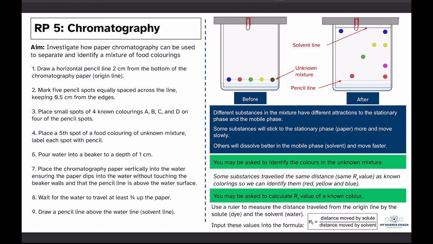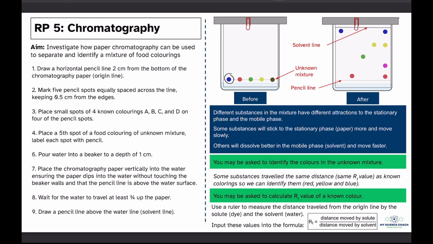We're going to mark 5 pencil spots. You don't need to say 5, you're just going to mark some spots with a pencil where you're going to place your different inks or your different food colourings or whatever it is that you're looking to investigate. And the key thing is that you must place them at even intervals, spaced across the line evenly, and you don't want to put them too close to the edge.